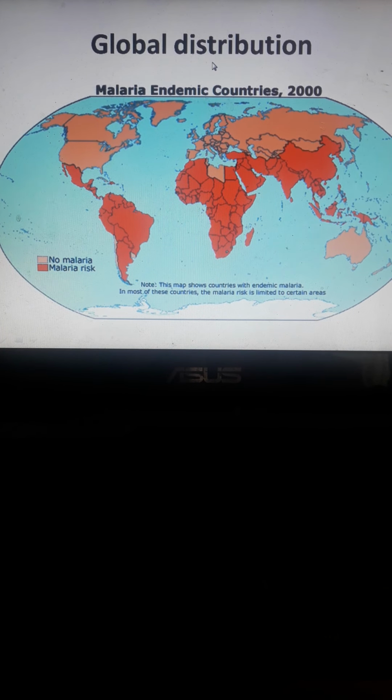Okay, global distribution of malaria endemic in the countries. So mostly sa Philippines are tropical countries. There are a lot of swampy places here. So most of the swampy places, especially mga tropical, mga forest area, meron talagang mga species ng Anopheles or a vector of the Plasmodium.